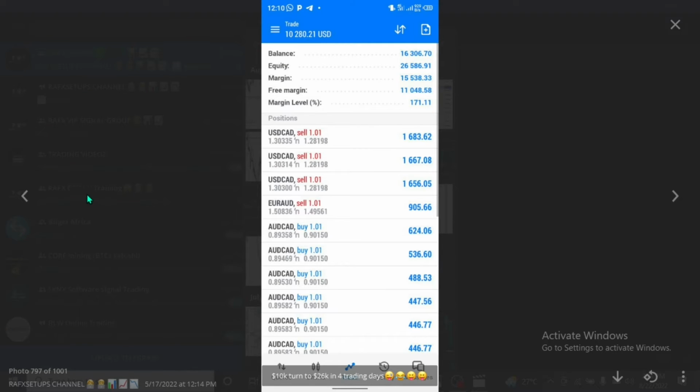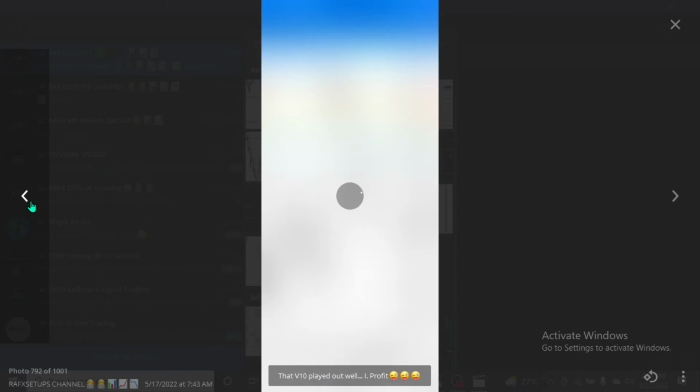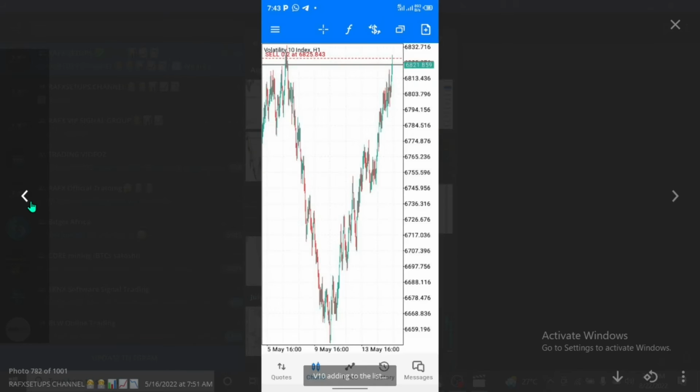You can see that too. That's 16k to 26,000. You can see that. So all this market has been a massive one so far.